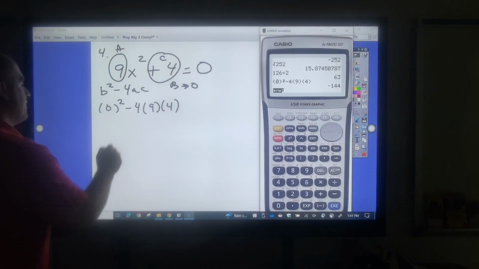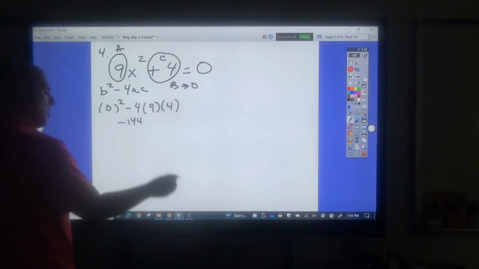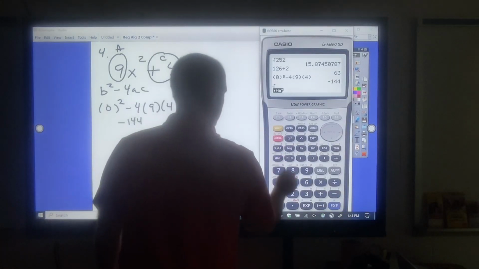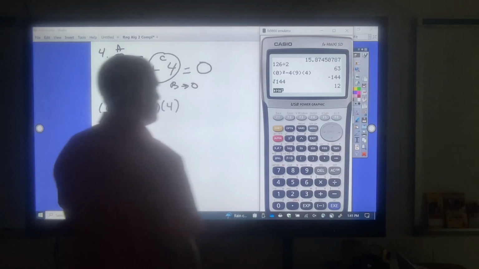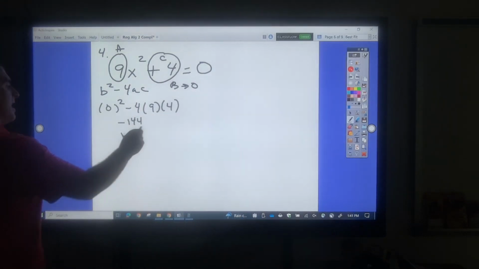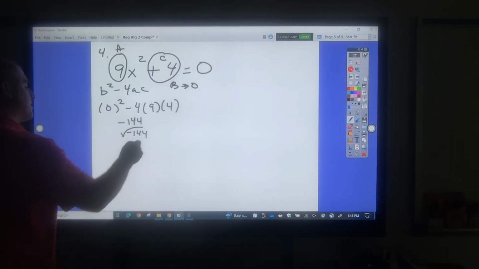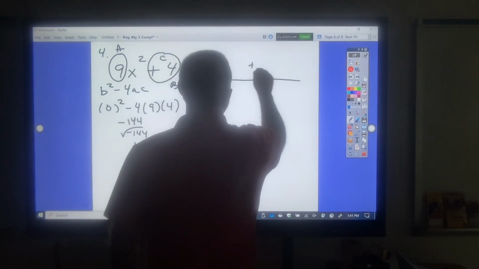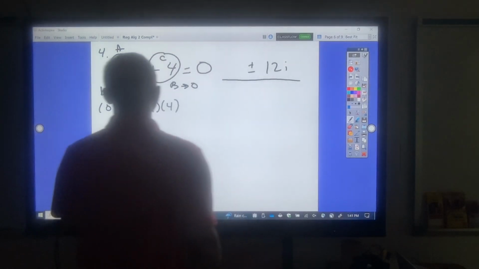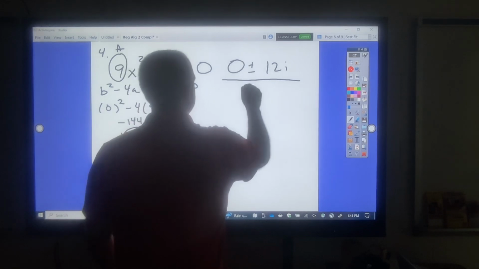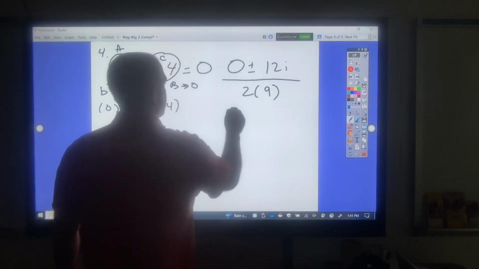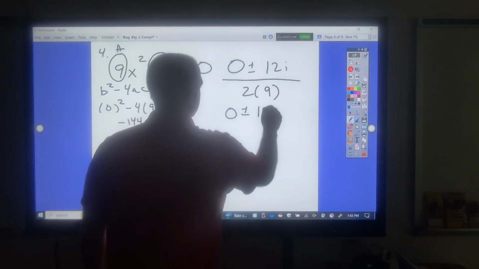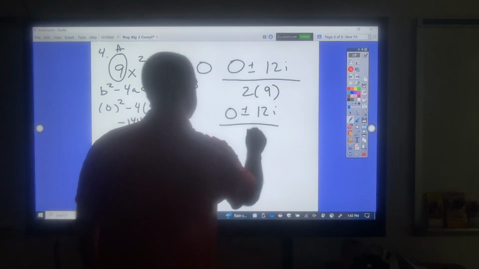It's negative 144. Now, I know that the square root of 144 is 12. So what would the square root of negative 144 be? That's going to be 12i. Okay, so what I got is plus and minus 12i. My b is 0. Then this is 2 times 9. So 0 plus and minus 12i all over 18.